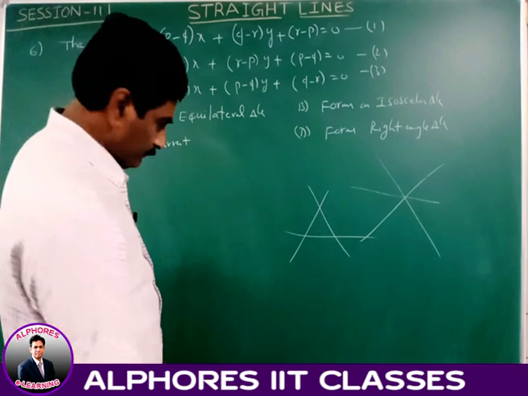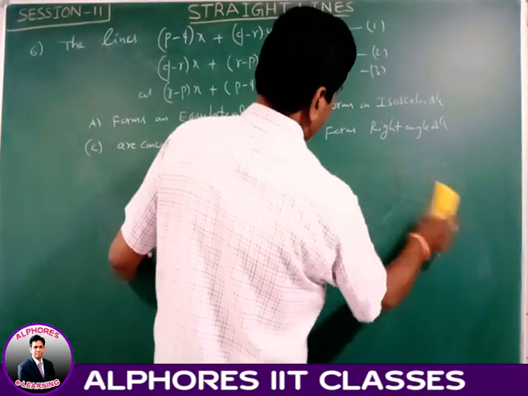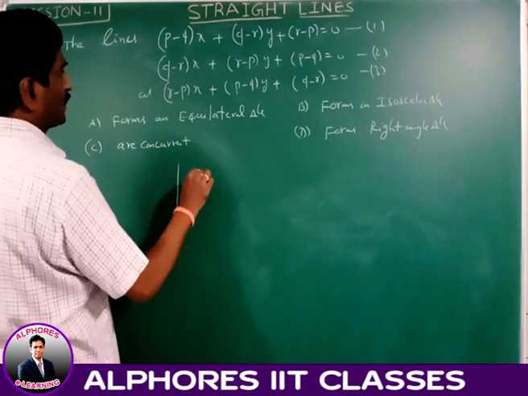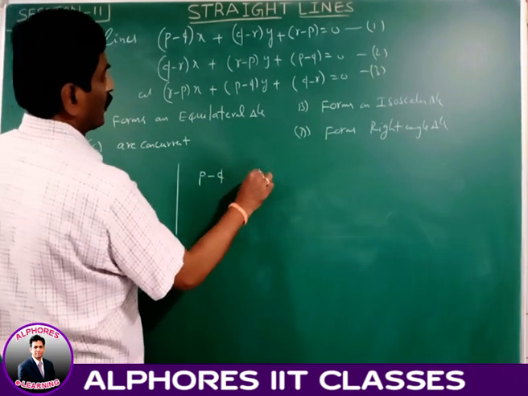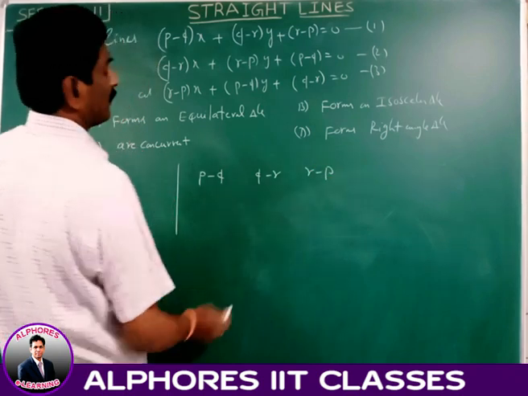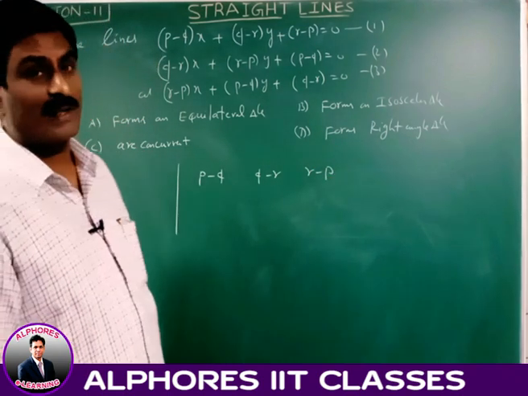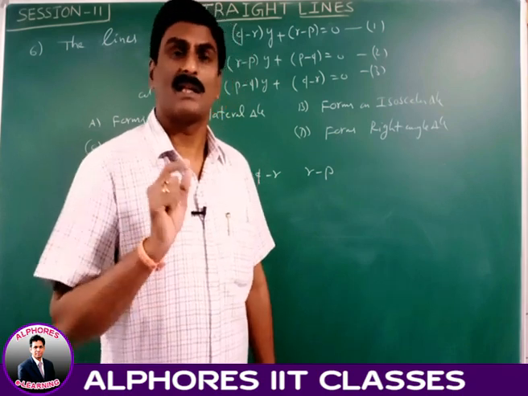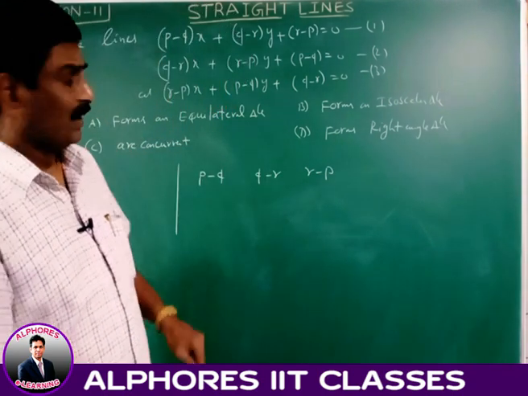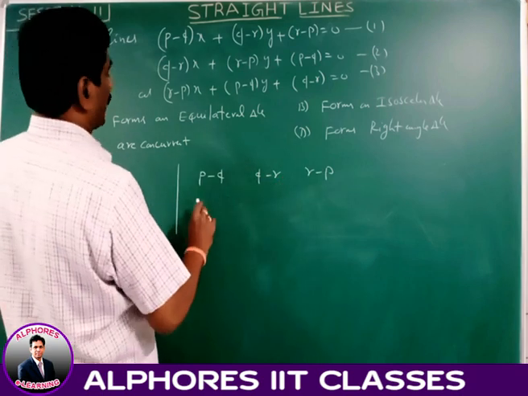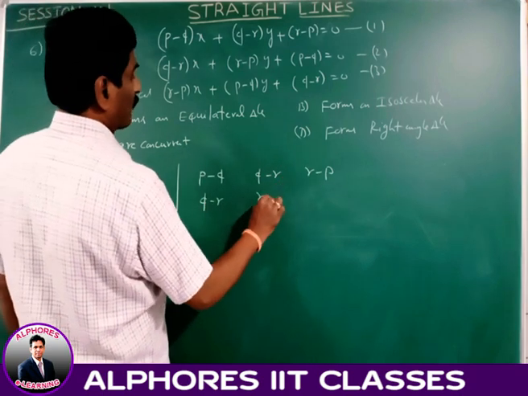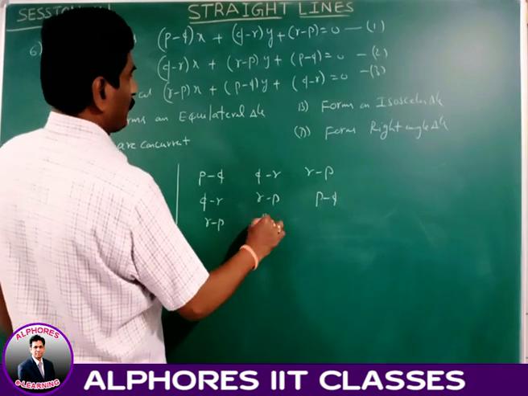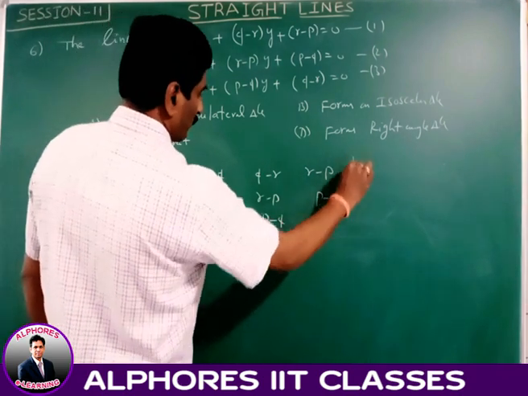Okay. Now, what is the determinant value? The given lines are 1, 2, 3. Now, the determinant of these is p minus q, q minus r, r minus p. If the 3 lines are concurrent, what is the condition? Determinant of a1, b1, c1, a2, b2, c2, a3, b3, c3 is equal to 0. Now, we check the determinant value. Okay, p minus q, q minus r, r minus p, q minus r, r minus p, p minus q, r minus p, p minus q, q minus r.